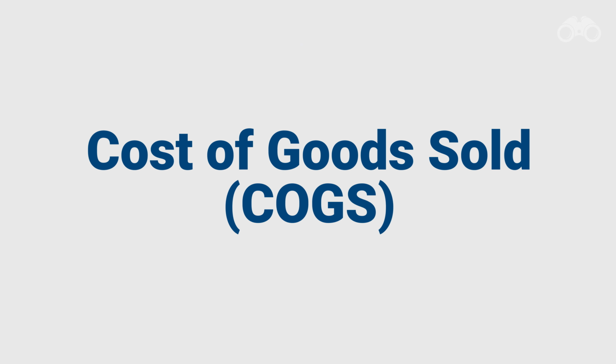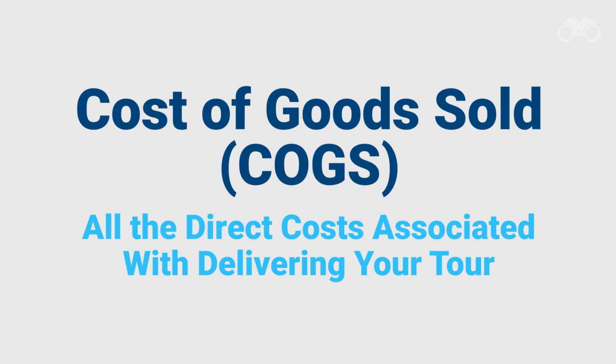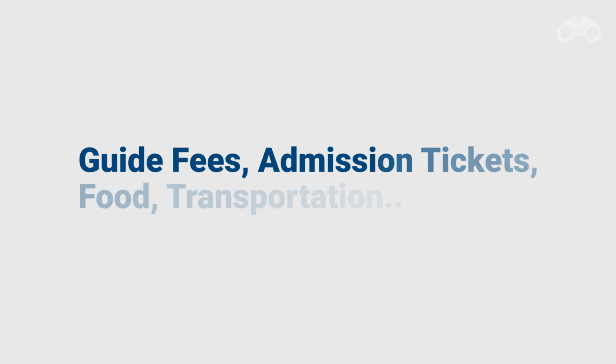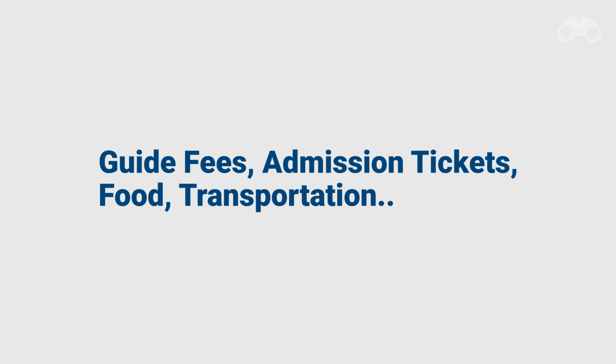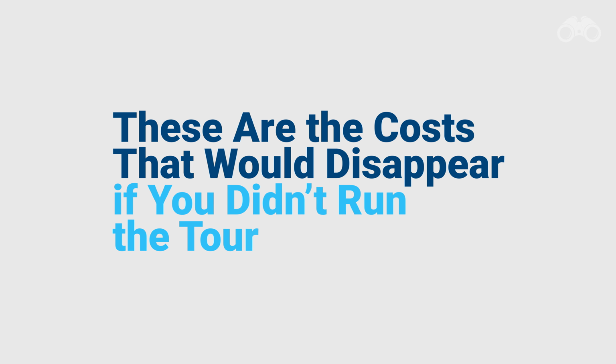The cost of goods sold, or COGS, are all the direct costs associated with delivering your tour, activity, or experience. Guide fees, admission tickets, food, transportation. Another way of thinking about your cost of goods sold is that these are costs that would disappear if you didn't run that specific tour.